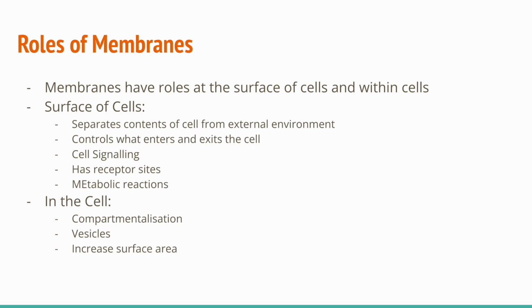So at the surface of cells, membranes play a crucial role in separating the contents of a cell from the environment. They're also partially permeable, so they can control what enters and exits cells. They also play a key role in cell signaling, as they can release signaling molecules and they have receptors on their surface. They can also act as the site of some metabolic and chemical reactions, as they contain the enzymes involved, and they, as mentioned, have receptor sites for hormones, and will have self-antigens to ensure that the cell itself is recognized by the immune system.